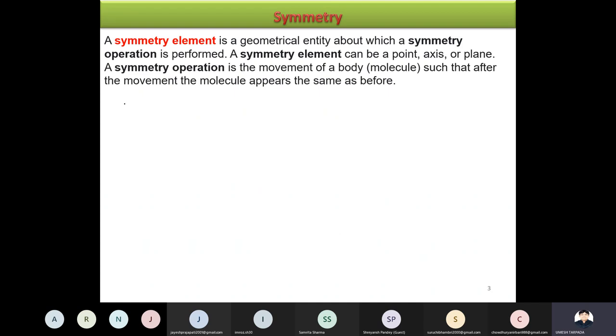Symmetry element is nothing but, you can say, axis of rotation, plane of symmetry, point of inversion, or identity. So these are the symmetry elements. There are four main symmetry elements. Which are these four symmetry elements? First one is identity.